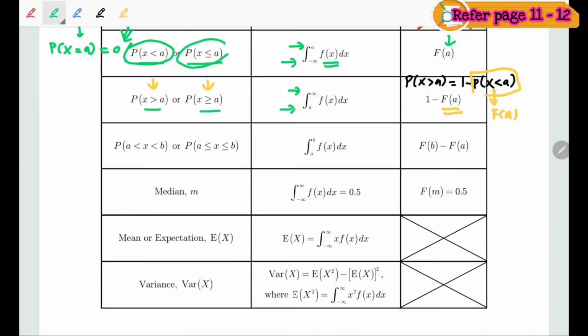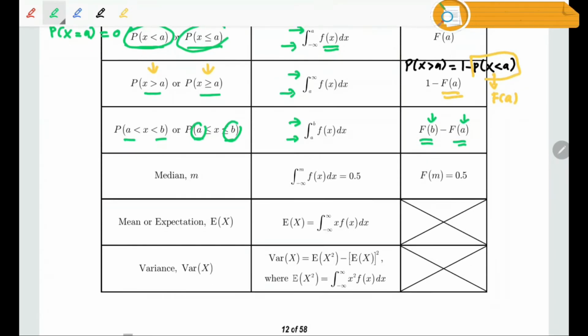And then continue with the next comparison. If the question asks for in between a and b, it doesn't matter whether it has the equal sign or not. For the PDF, you need to integrate from a until b. For the CDF, you have to calculate F(b) minus F(a), which means you substitute the upper limit minus the lower limit for the range that the question asks for.